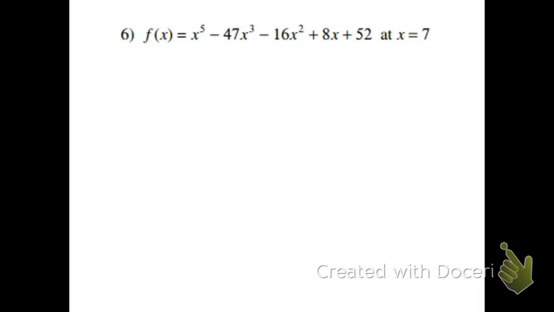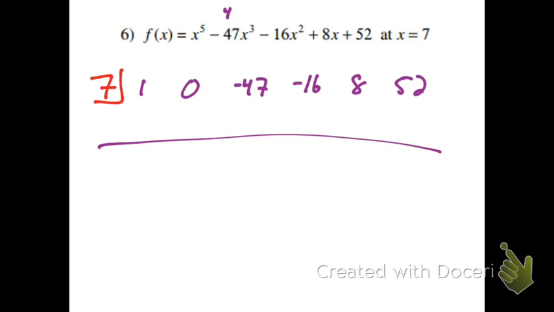Next up, we're plugging 7 in the box. Let me change the color here. Don't really like red that much. I have a 5. I don't have a 4. I'm missing the x to the 4th. So I have 1, 0 for the placeholder there. And, almost put a 3 there. That'd be a bummer. Coefficients negative 47. And then negative 16. And then 8. And then 52. All right, so big one here.